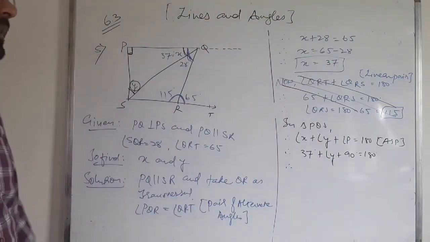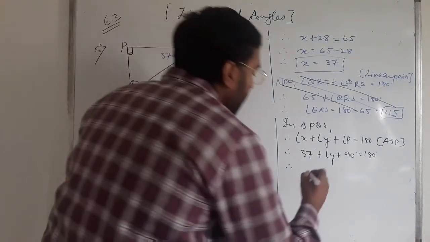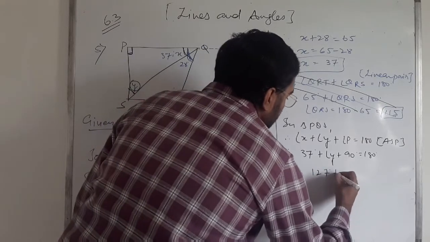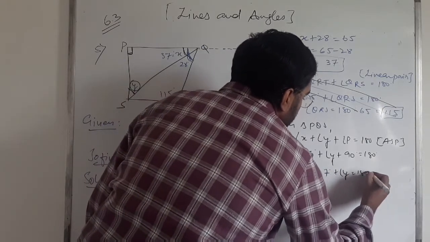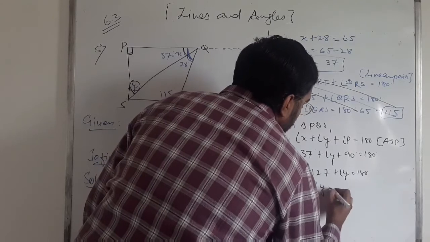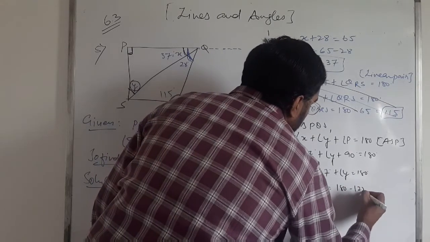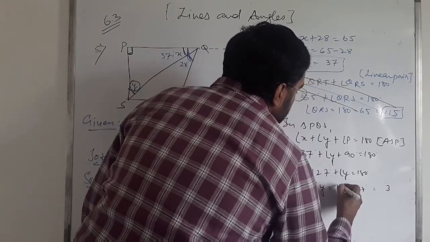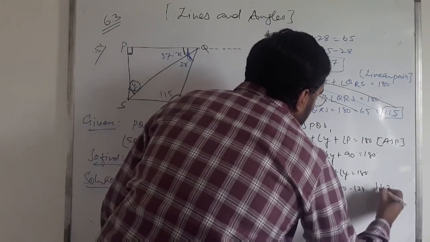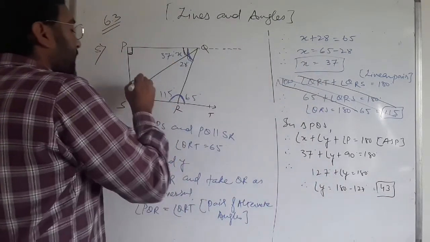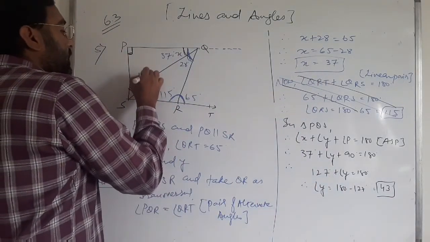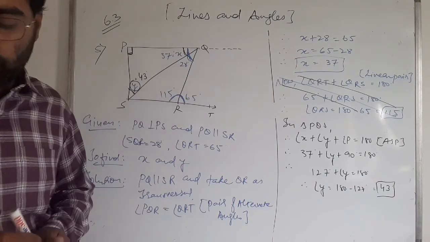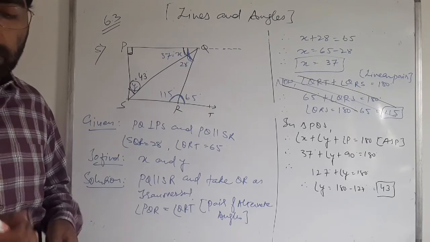Therefore 90 plus 37 is 127, plus angle Y is equal to 180 degrees. Therefore angle Y is equal to 180 minus 127, that is 43 degrees. Clear that? Please note this down fast.